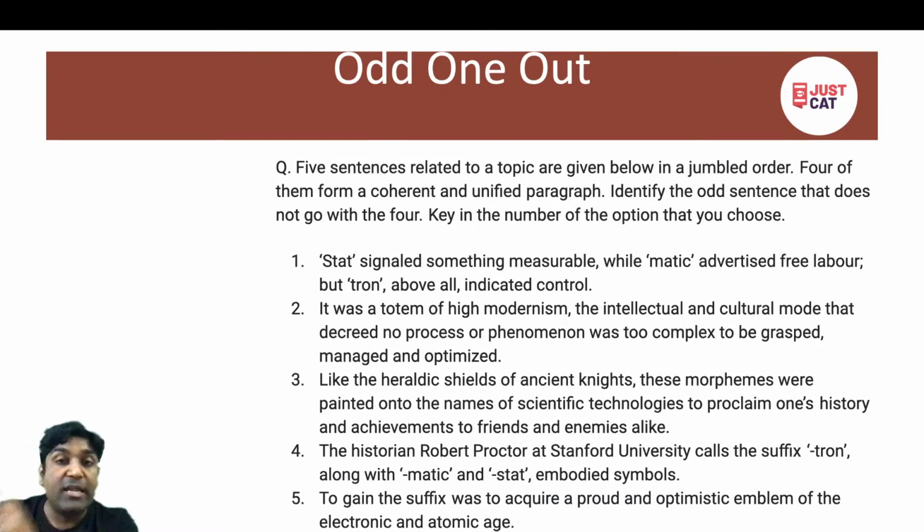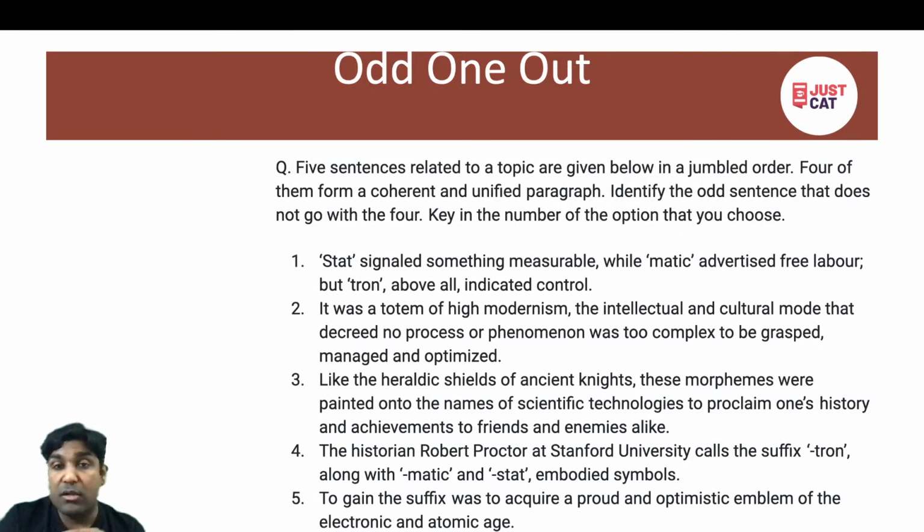Like the heraldic shields of ancient knights, these morphemes are what? Morphemes are your stat, matic, tron, and in words like lovely, after lov, the ly is your suffix. So morphemes are again monosyllables, that is stat, matic, and tron. There's a connection. I'll teach you how, even if you do not know the meaning of morphemes, you can still connect. Let's read further.